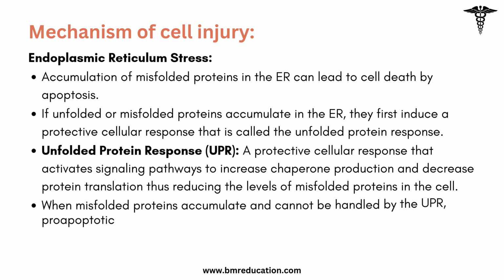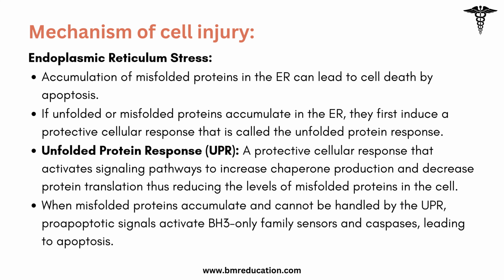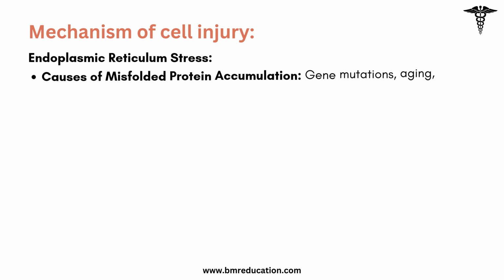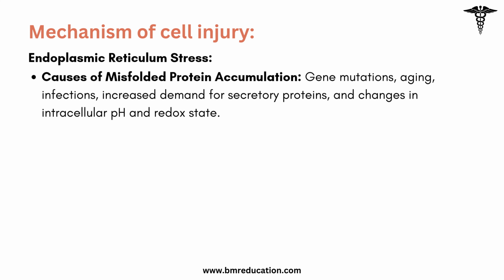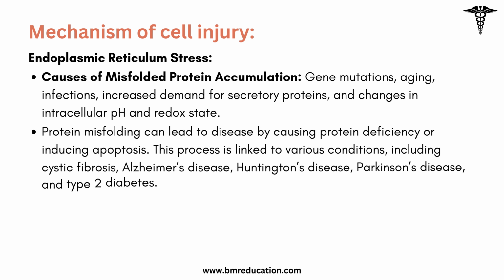When misfolded proteins accumulate and cannot be handled by the unfolded protein response, proapoptotic signals activate BH3-only family sensors and caspases, leading to apoptosis. Misfolded protein accumulation is caused by gene mutations, aging, infections, increased demand for secretory proteins, and changes in intracellular pH and redox state. Protein misfolding can lead to disease by causing protein deficiency or inducing apoptosis. This process is linked to various conditions including cystic fibrosis, Alzheimer's, Huntington's, Parkinson's, and type 2 diabetes.